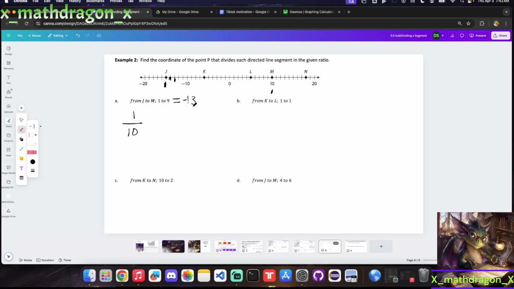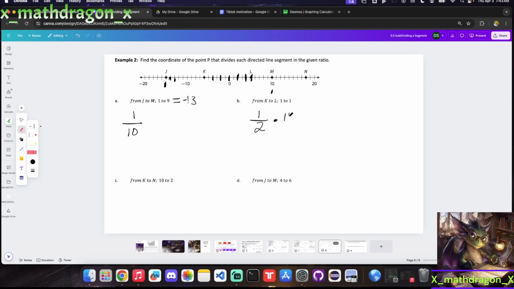Ooh. So what's the secret behind that? Let's try another one. So K to L is 1 to 2. So for every 2, we're going to move 1. So we break it up into 2s. So okay, 1, 2, 1, 2, 1, 2, 1, 2, 1, 2, 1. So let's do this. So we have 1, 2, 3, 4, 5, 6, 7, 8, 9, 10, 11.